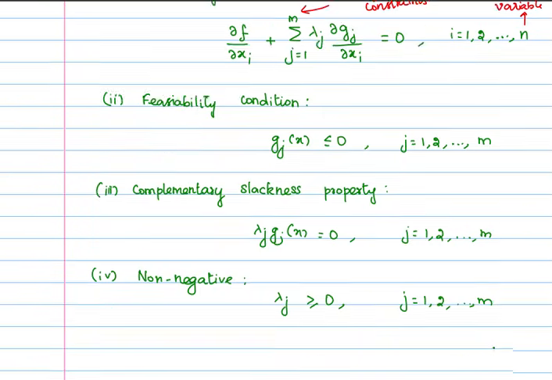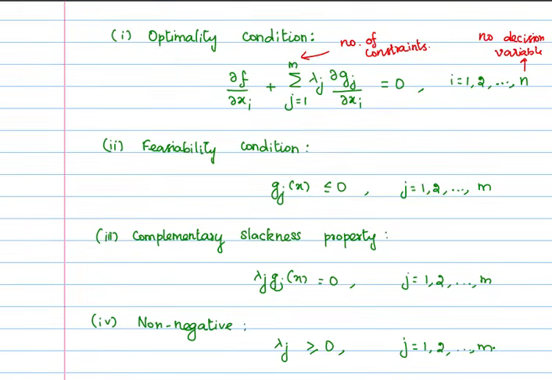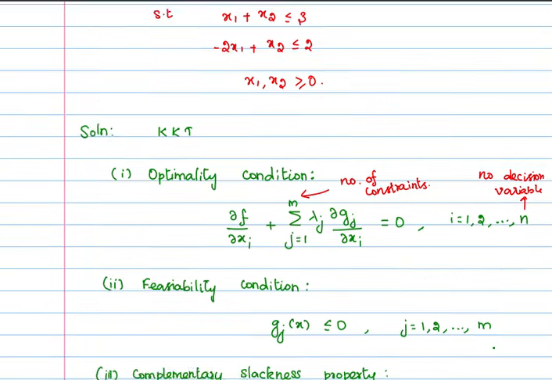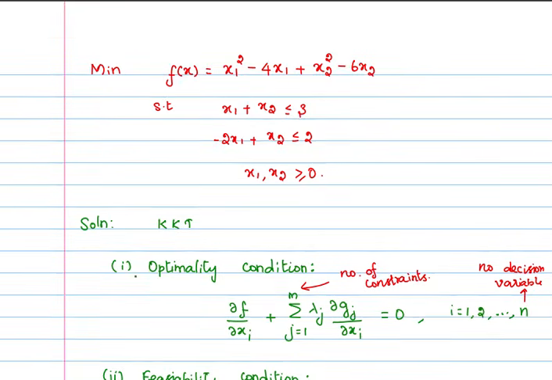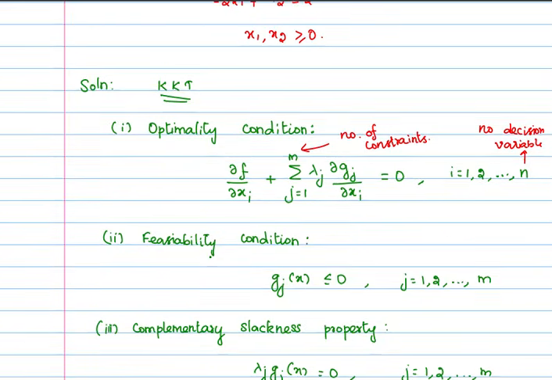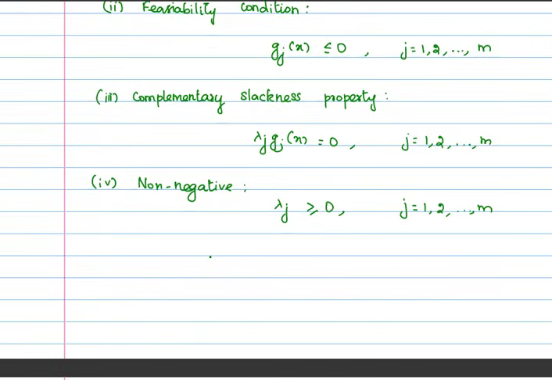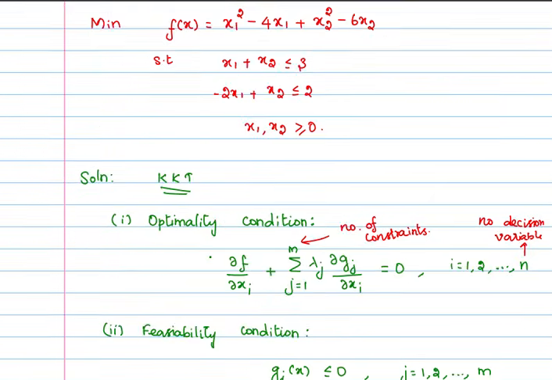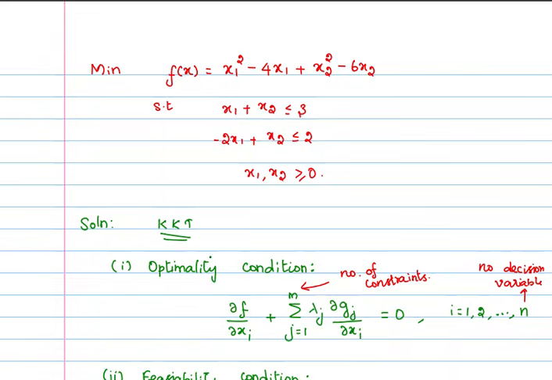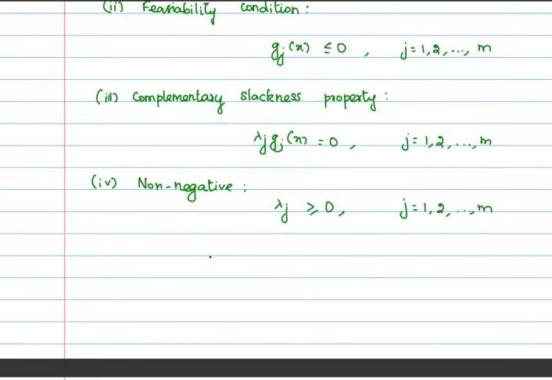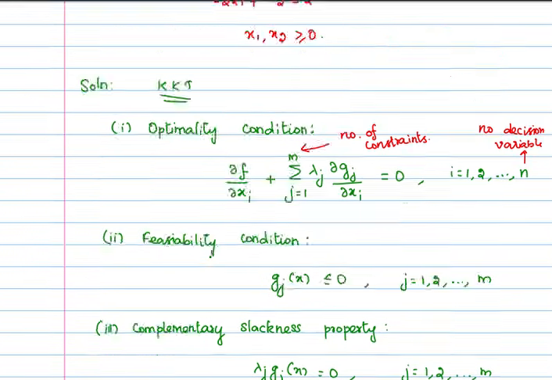In the Lagrangian multiplier method, our lambda can be either positive or negative. Whenever I talk about the KKT conditions, I consider only minimization problems. For a maximization problem, you simply multiply the objective function by minus sign to change it, correct? So this is the case. Now we are going to solve this problem using the optimality condition, feasibility condition, and complementary slackness property.